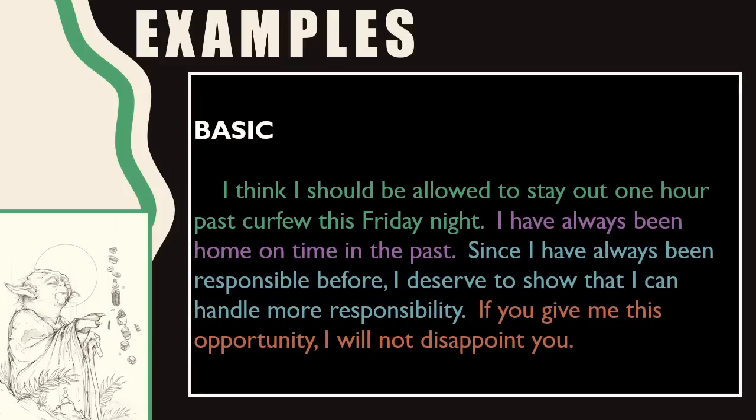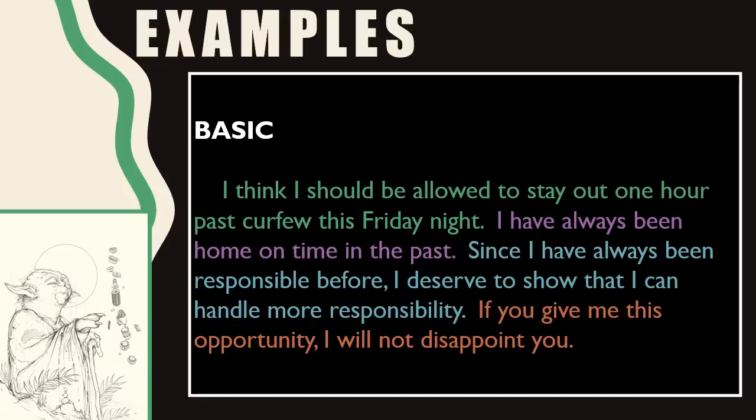So it says, and then you'll see the color coding also. In green, we've got the claim, I think I should be allowed to stay out 1 hour past curfew this Friday night, which establishes what you're trying to prove. In purple, we have the evidence. It says, I have always been home on time in the past. Now, probably could be more specific, but it's a good start.